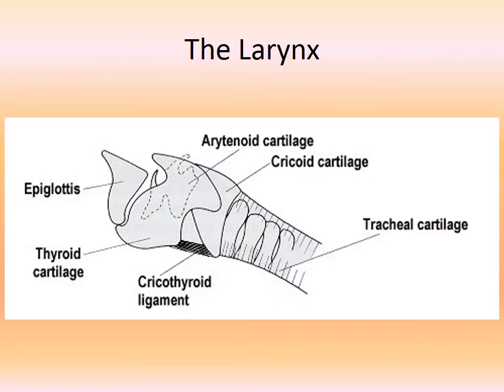This picture here shows you our larynx. This is our trachea here, and this is the larynx. This is the epiglottis that's going to shut over it when we're swallowing so that food doesn't go down our trachea. And you can see the different types of cartilages that make up the larynx.